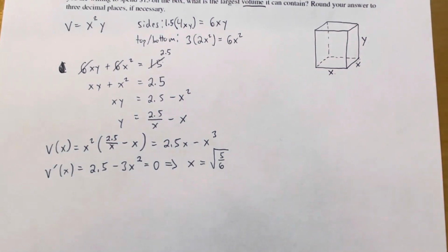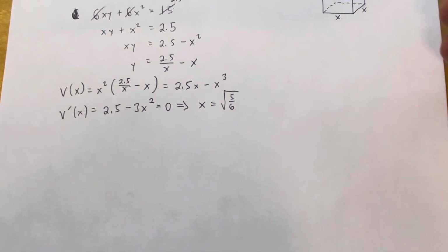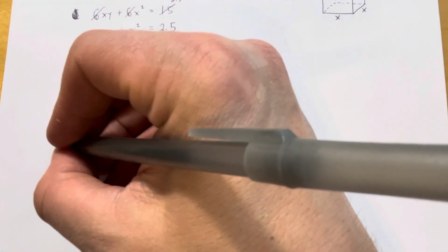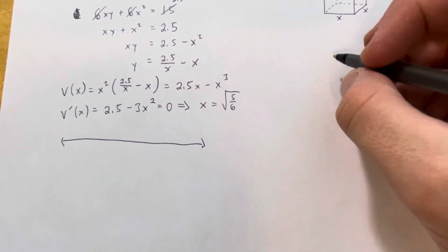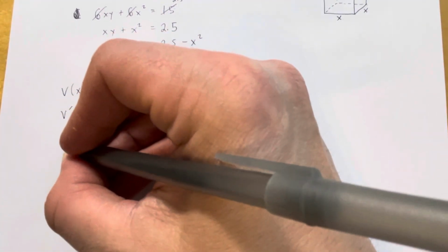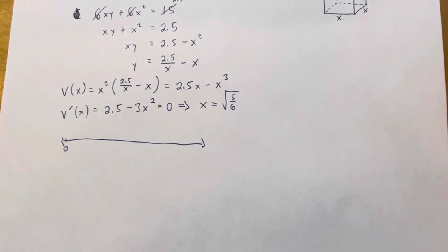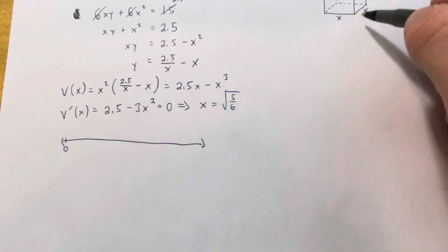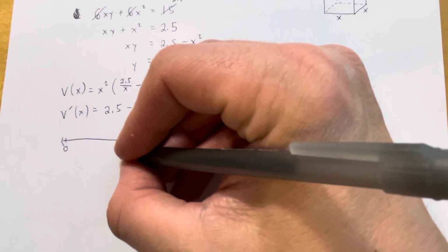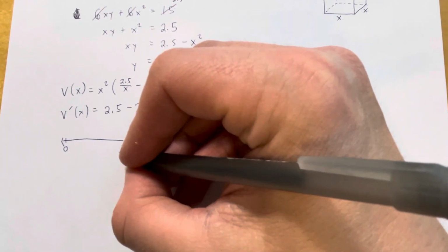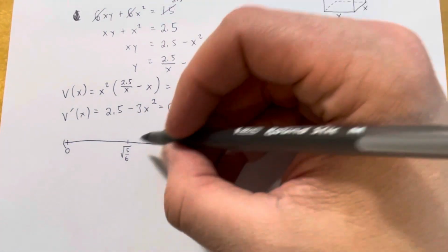Now, I've been using the second derivative test this whole time, and that would still be a really good test to use, but just for variety, I'm going to do the first derivative test. So for the first derivative test, remember, we're going to set up a number line. And remember, I'm putting 0 on there because our function is not going to make sense if x is negative or even 0. So this represents sort of a boundary to the left. Then I'm going to put here the square root of 5/6. That's my critical number.